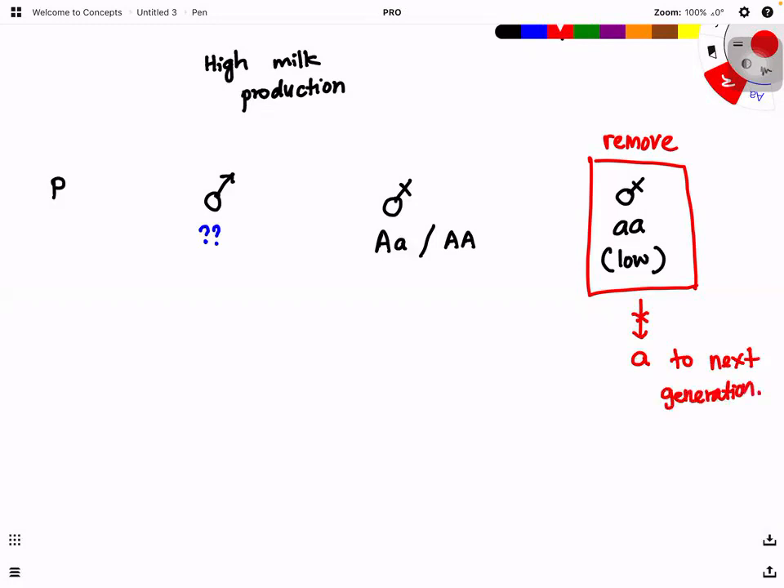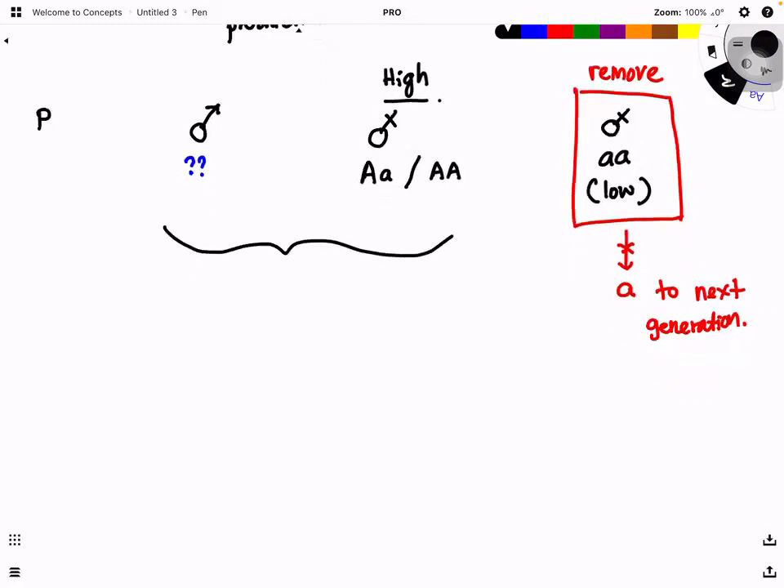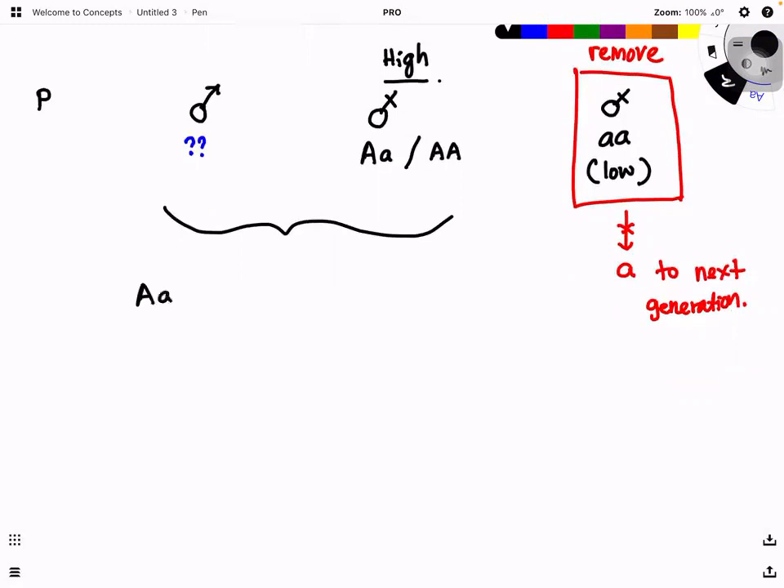Correct. But we do not know yet. For the male, the bull here, we do not know. But for the female, yes, we know they must have high milk production. So if we breed them, most likely we're going to have 3 different genotypes: big A, big A; big A, small a; small a, small a. Are you clear?